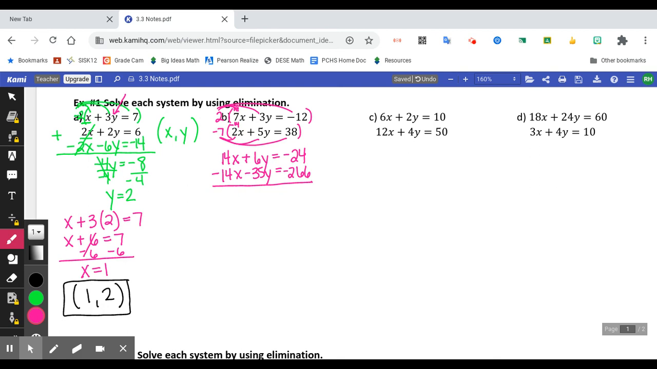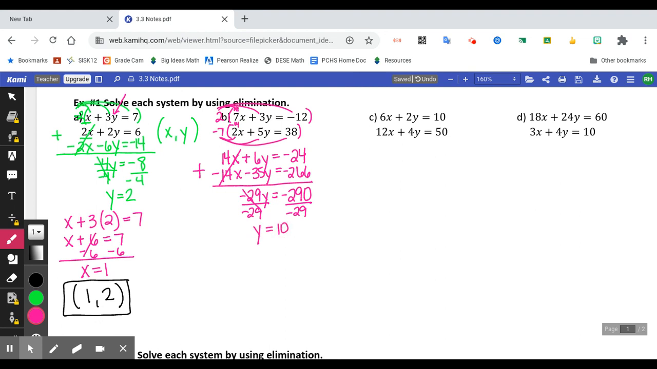Okay. My x's are gone. Remember, big addition problem. Those are eliminated. 6 plus negative 35 would be negative 29y. And then negative 224 plus negative 266 would give me negative 290. Now I divide by negative 29, and y equals positive 10.